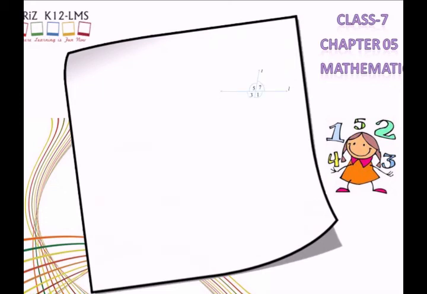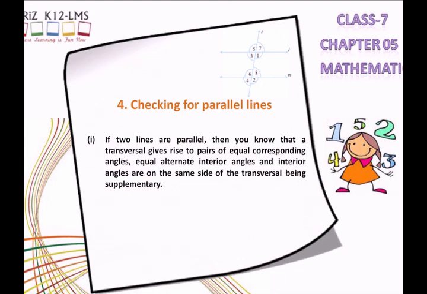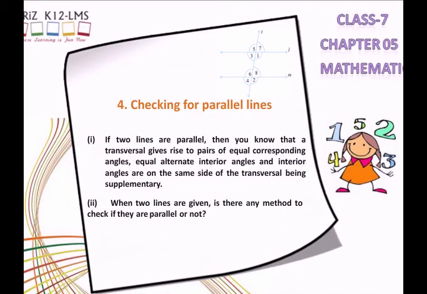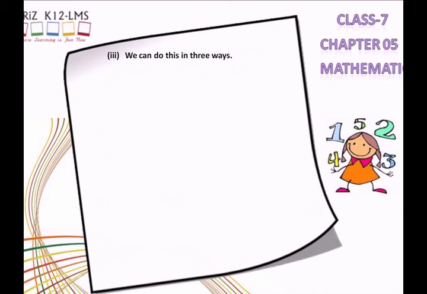4. Checking for parallel lines. If two lines are parallel, then you know that a transversal gives rise to pairs of equal corresponding angles, equal alternate interior angles, and interior angles on the same side of the transversal being supplementary. When two lines are given, is there any method to check if they are parallel or not? We can do this in three ways.